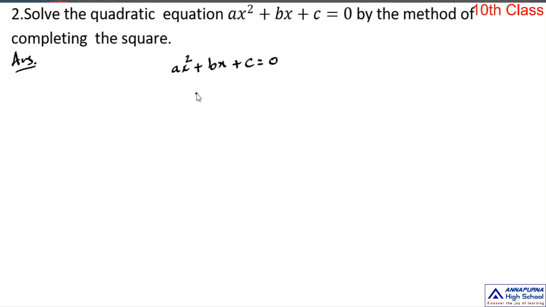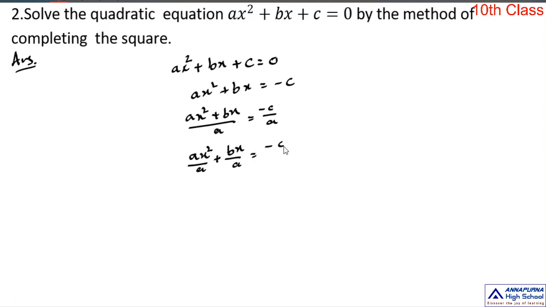First transpose the constant term to the right side: ax square plus bx is equal to minus c. Now divide the total equation by the coefficient of x square. Here, what is the coefficient of x square? a. Now divide the complete equation by a. So ax square by a plus bx by a is equal to minus c by a. So a cancels. Now x square plus bx by a, here we express as b by a into x, is equal to minus c by a.